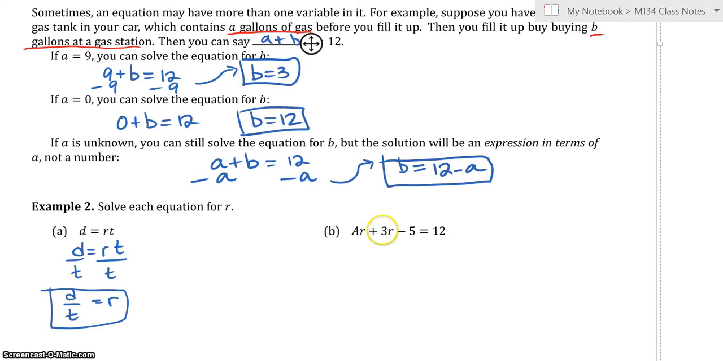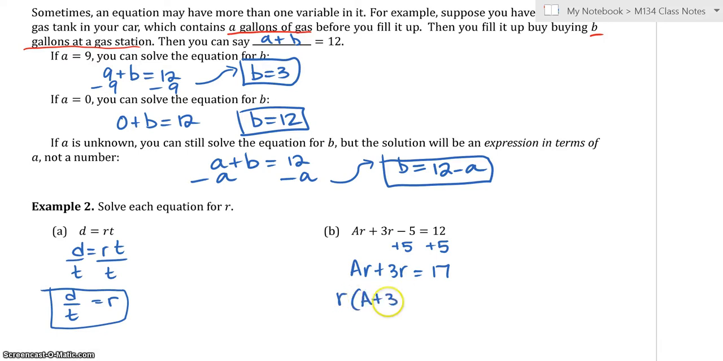This one's a little trickier. Well, first of all, we have 2 r's. So what I'm going to do is get everything that's not an r on the other side. So I'm going to add 5 to both sides. I always want to add or subtract first anyway. Then we do something kind of interesting. We're going to use what we learned last video, which is factoring. We notice that an r is common, so I'm going to take it out. And I get an a plus 3.